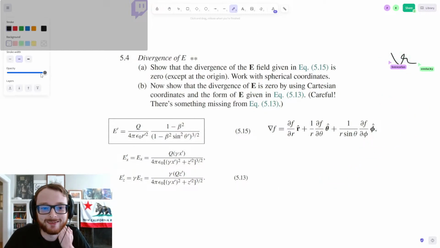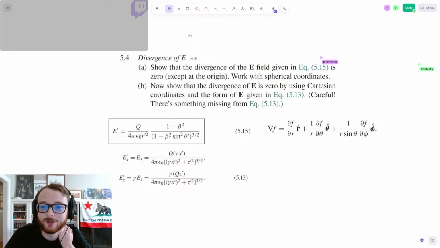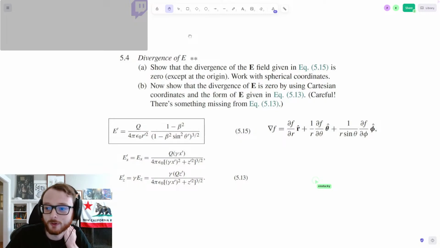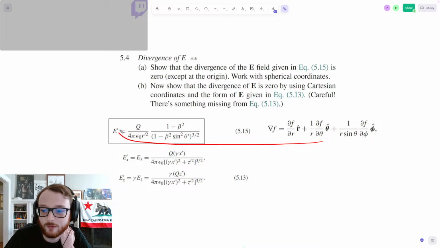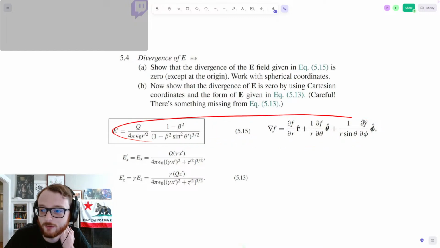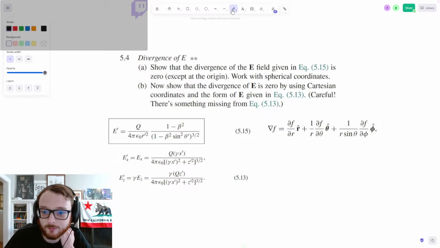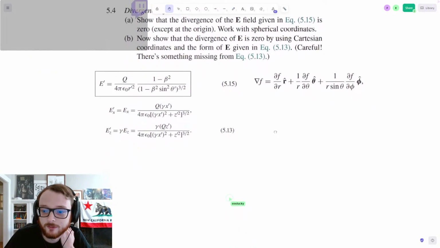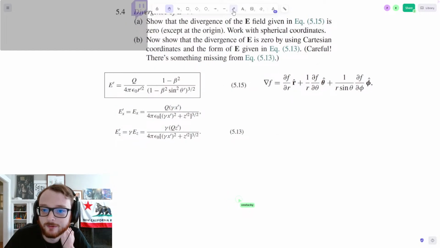All right, so I think last time we ended on 3, so I dragged in 4. Problem 4 says: show the divergence of the E field given equation 5.15 is 0, except at the origin. Work with spherical coordinates. So I think we want these first 2 equations here for part A. I guess they're just kind of plug and chug, isn't it? Sure feels like it.